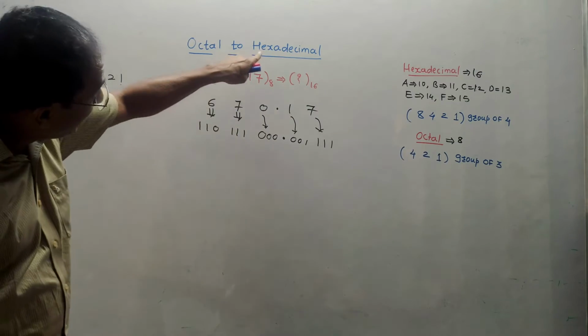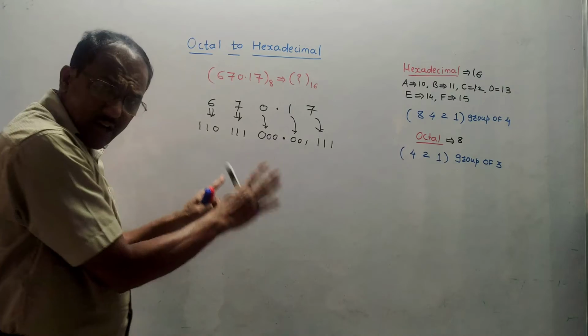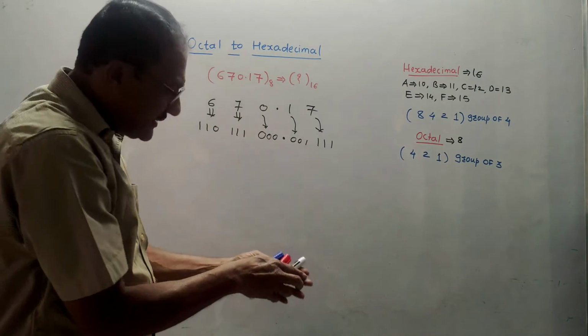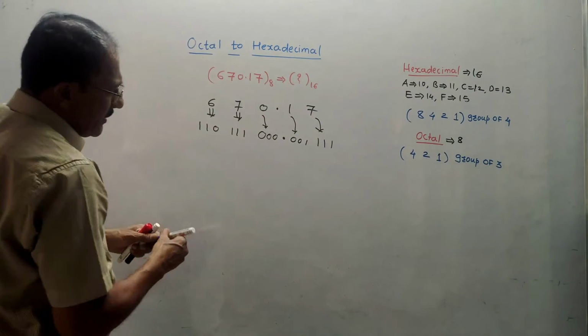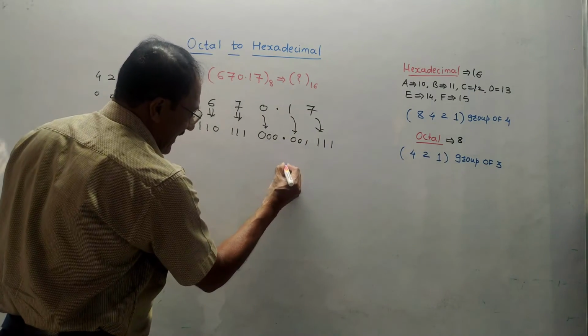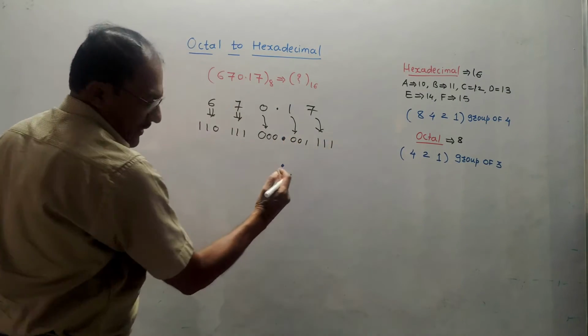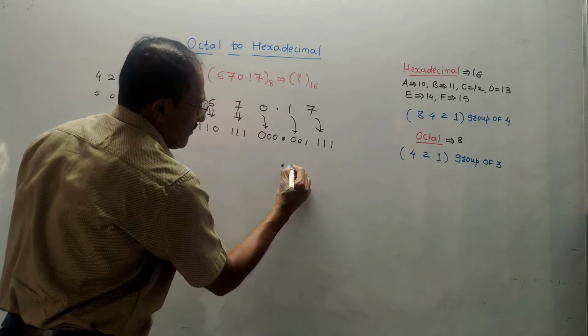Now I have to convert it into hexadecimal. To convert it into hexadecimal, just now we learned, consider this as binary. You have to make groups of 4. Now how to do it? Keep this decimal point as it is. For the part after the decimal point, start reading from the decimal point towards the right-hand side. So make a group of 4.